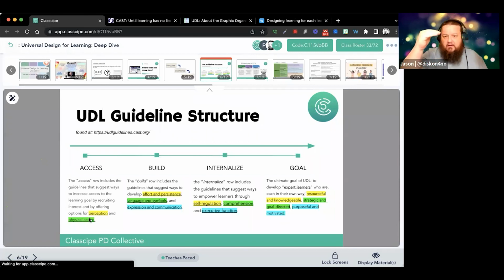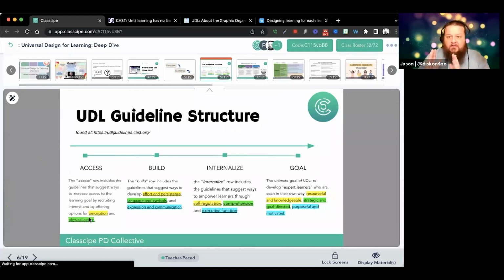So you've got your access here, you go a little deeper, we're looking at the build where we're looking at effort and persistence, because unfortunately, when students struggle, one of the first things they leave behind is their effort because they think it's not worth it. So building is where we start to build in capacity for students to persevere through these challenges. Language and symbols often can be a struggle for our students. And so we start to talk about that when we build meaning there, and then expression and communication.